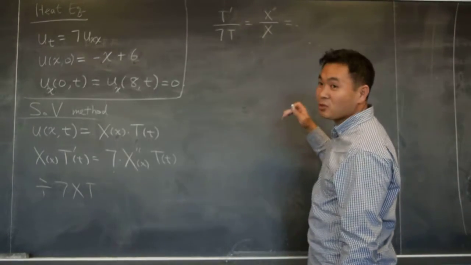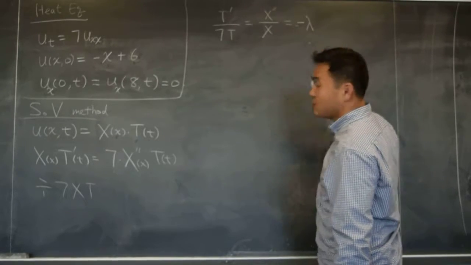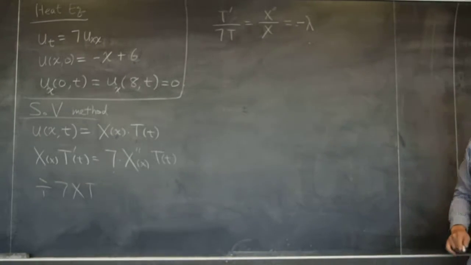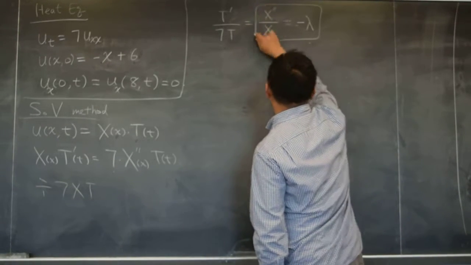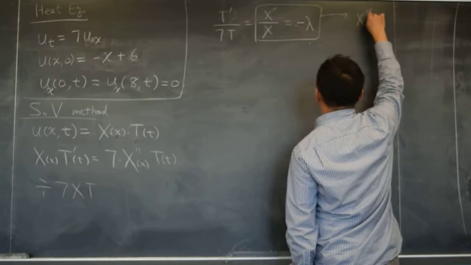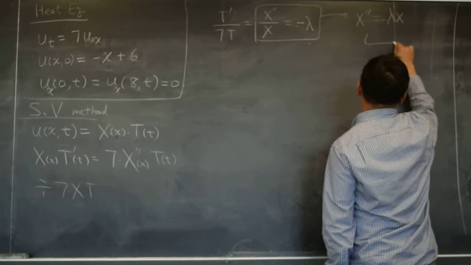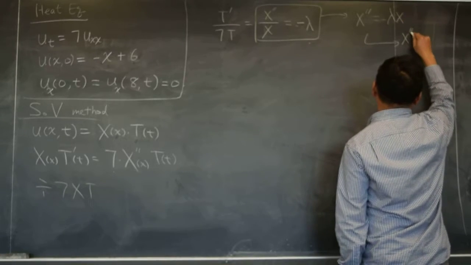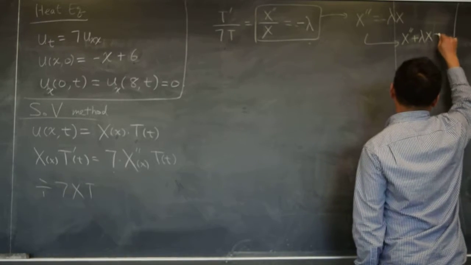And then you set that constant equal to negative lambda. The reason for doing that was because if you do that, this turns into an equation that we've been solving before. X double prime equals negative lambda X, which is X double prime plus lambda X equal to 0.